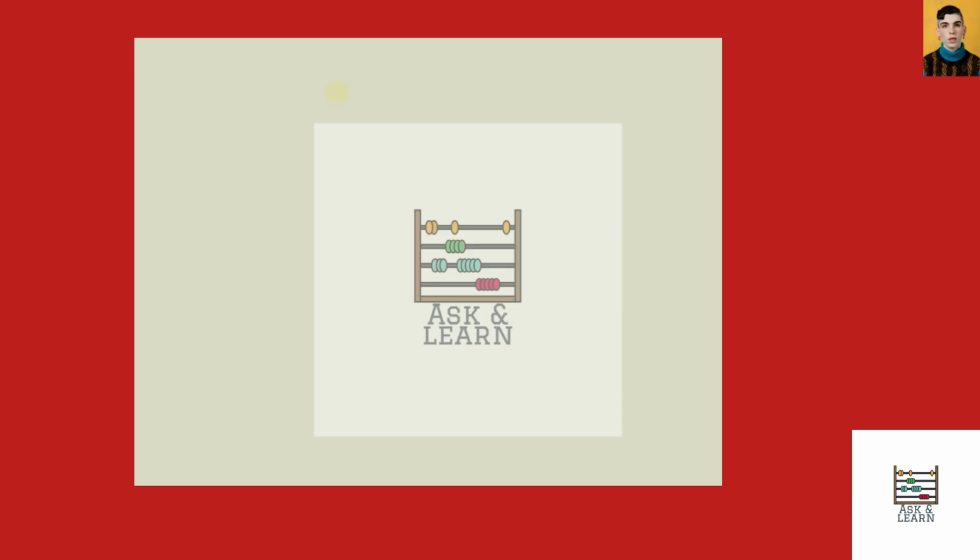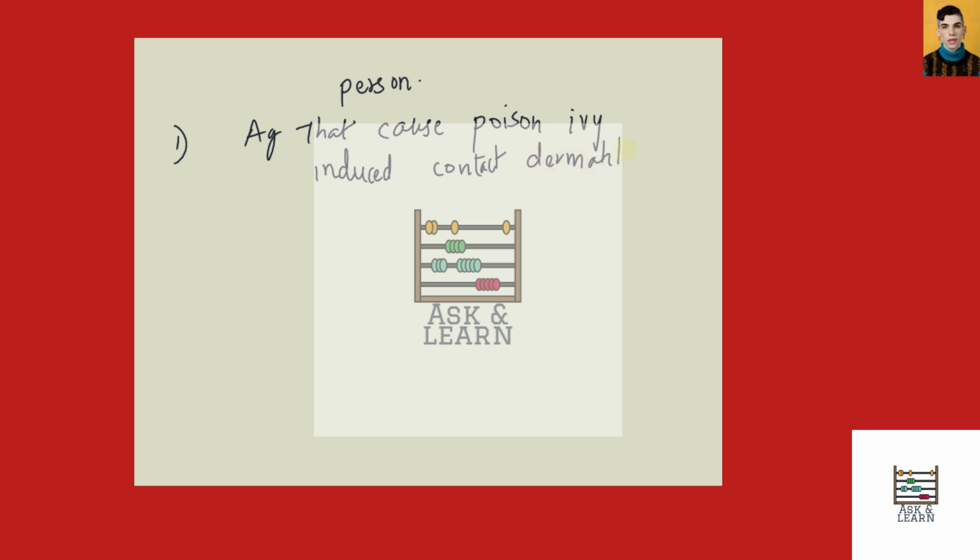Hello student, here the question is given, and the question is about a person and the condition of the person is given, and here multiple related questions are given. So the first question is about the antigen that causes poison ivy induced contact dermatitis. So we have to tell the name of this antigen. What is the antigen? If we answer the first question, the antigen is going to be urushiol.